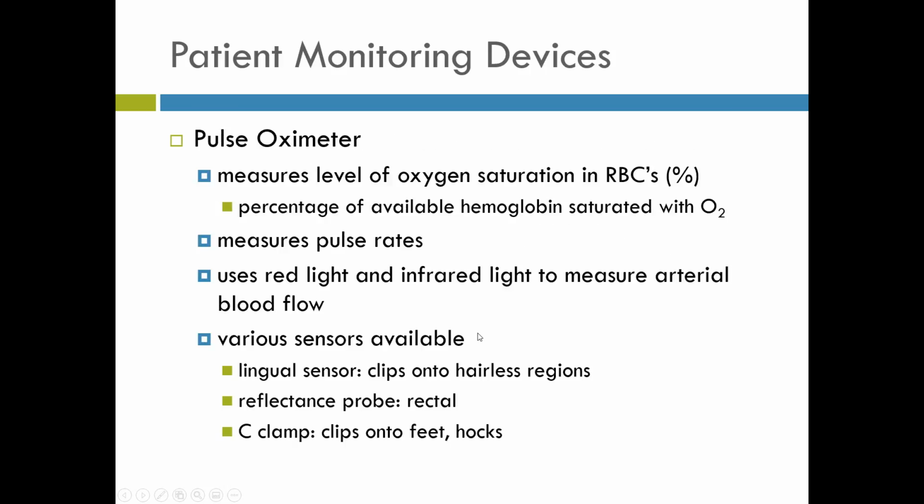Our monitoring devices: the pulse oximeter measures the level of oxygen saturation in red blood cells, percent of the available hemoglobin saturated with oxygen. So pulse oximeter is measured in percent. It also can measure a pulse rate. Uses red light and infrared light to measure arterial blood flow. Primarily, we're looking at it for the oxygen saturation. The pulse rate is just a secondary, so just be aware of that.